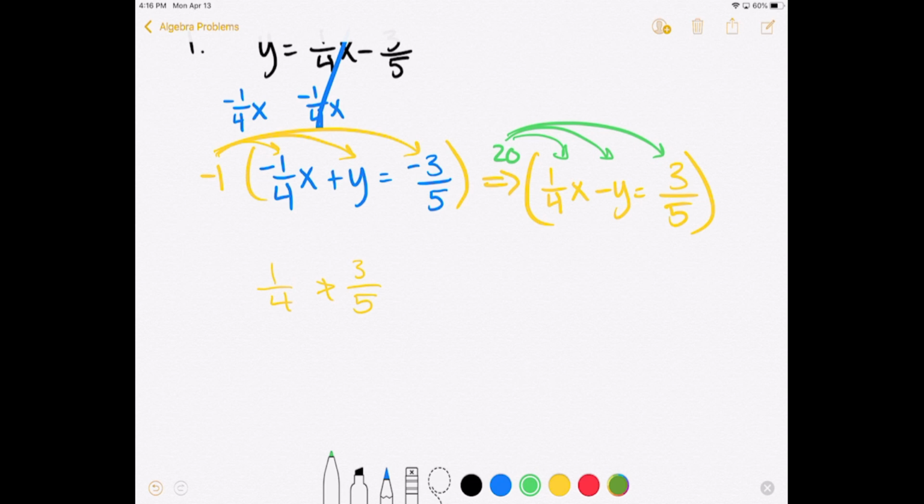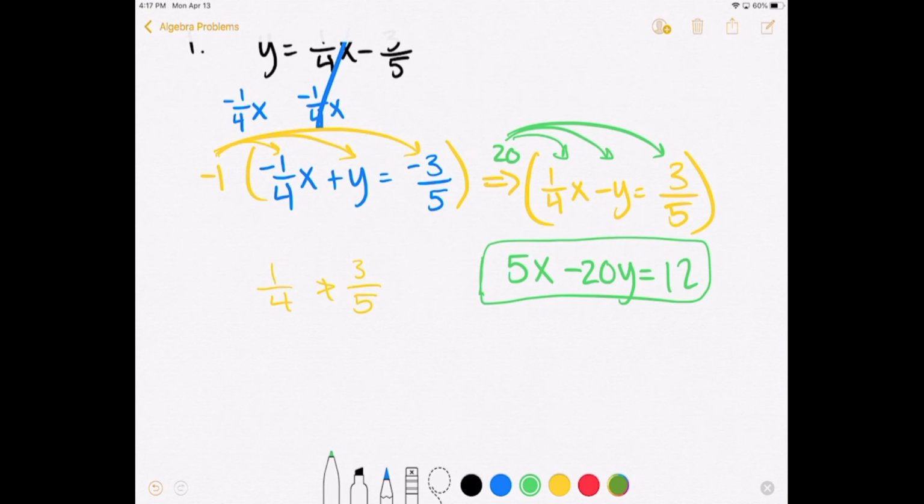The X and the Y are both on the left, where we want them. There's our answer finally. The X, this first term, is positive, so that's good. All three numbers have nothing in common, right? 5, 20, and 12 have nothing in common. 5 and 20 do, 20 and 12 do, but all three of them, 5, 20, and 12, have nothing in common.